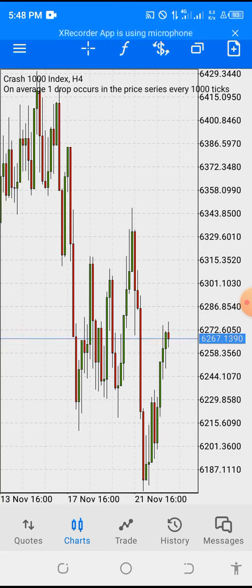As you can see, I have no indicators in this chart. I have no single indicator here. Pure price action, I use pure price action. So I'll show you what to do now. This is Crash 1000.